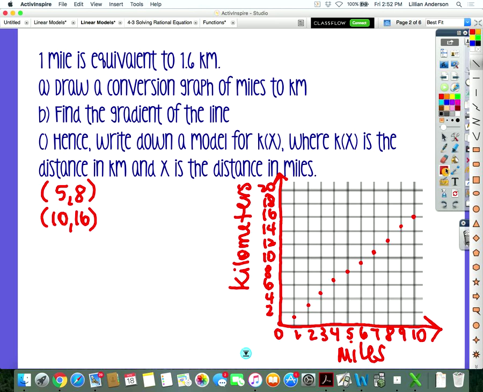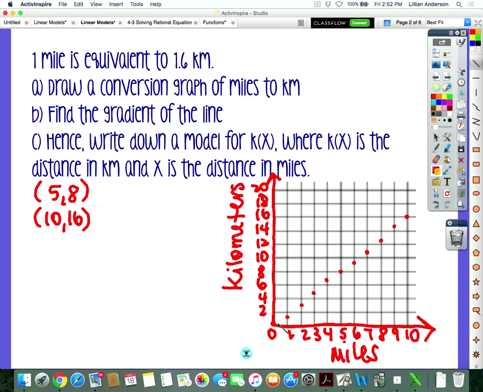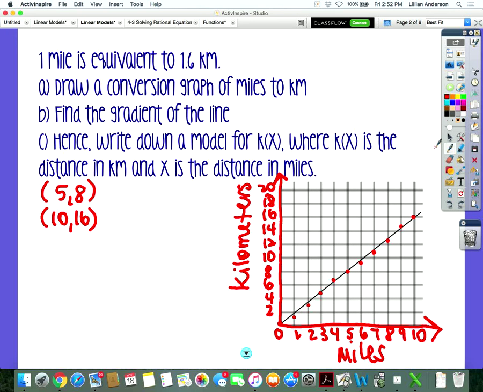Okay, so we're basically looking at kind of like a line, maybe not exactly there because of course my scale is not like to the T. If I had a more detailed graph, then it would be, okay? But now we're going to find the gradient of that line. You're going to find the slope.